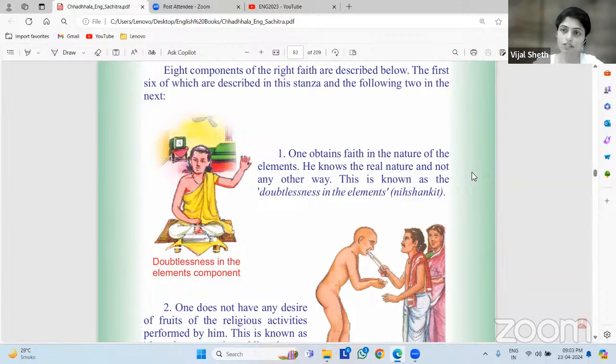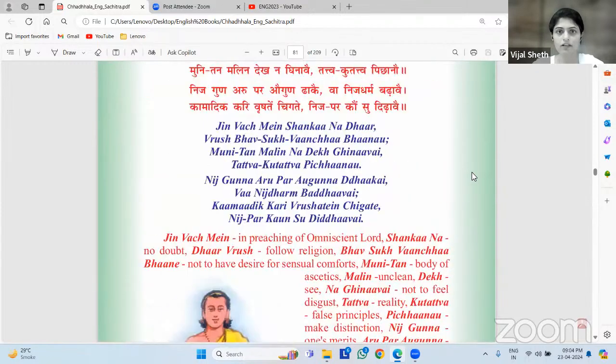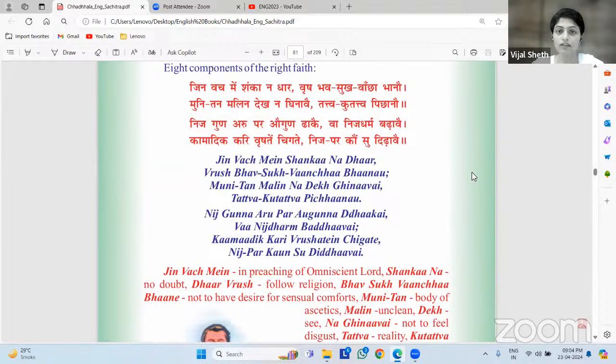But the Samyak Drashti Jeev, because they have no doubt in these elements, they know that they are a pure soul, nobody can harm them, they remain pure, untouched in the wake of all adversities. So they don't have any kinds of worldly fears. They are absolutely nirbhay. Now the second one, dhar vrish bhav sukh vacha bhano.